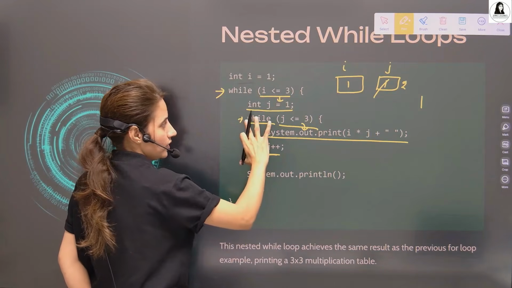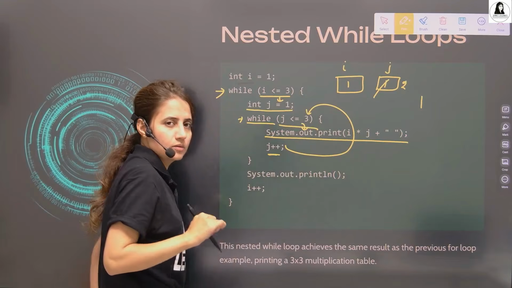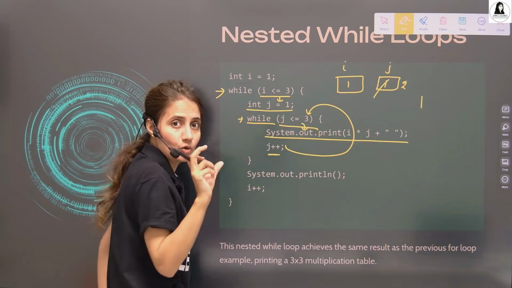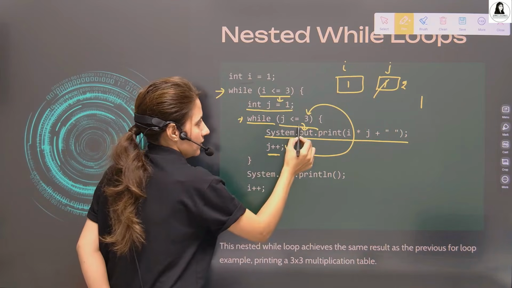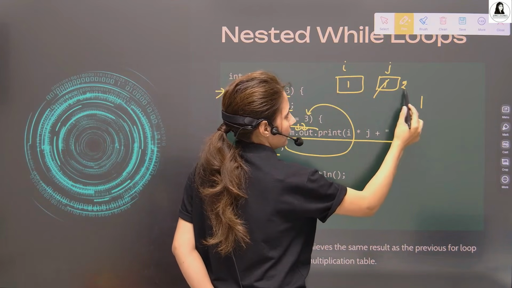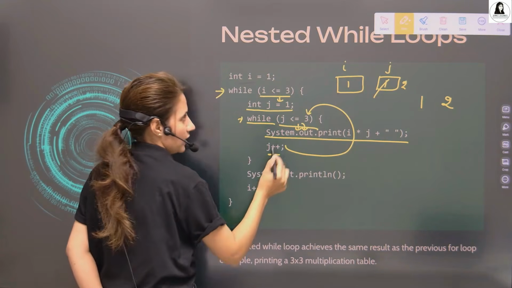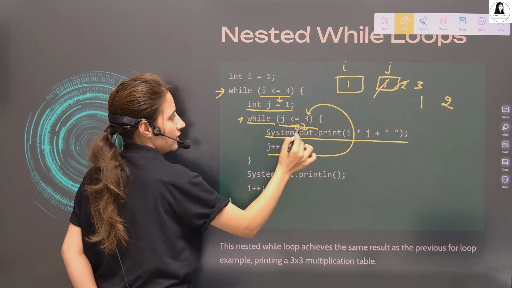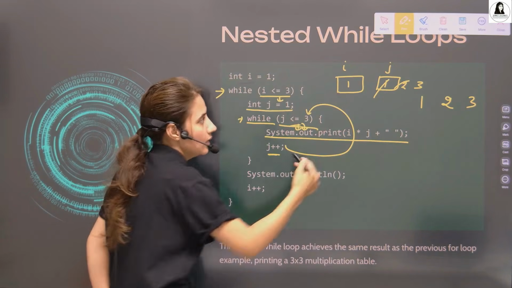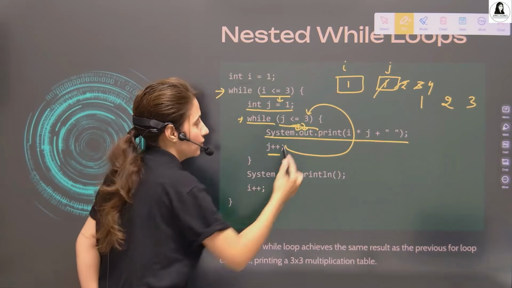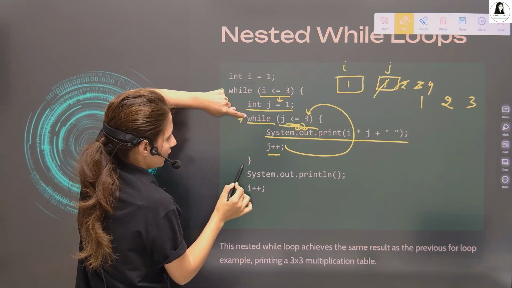j plus plus means we are still within this inner while loop, so control will go again to check the condition. j is 2, and 2 is less than equal to 3. Yes. Again enter here, i into j. 2 into 1, that is, 2 would be printed with one space. j plus plus, j becomes 3. Again check the condition. Condition true? Yes. Again what would be printed? 3. j plus plus, j becomes 4. Is this condition true now? No. No means out of this while loop.